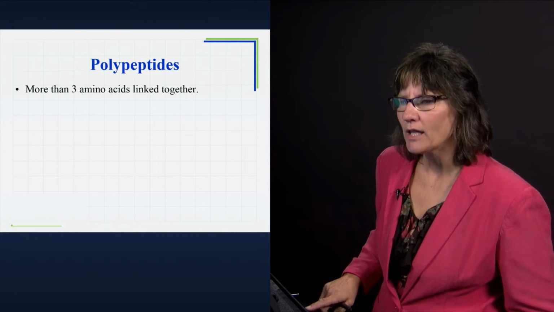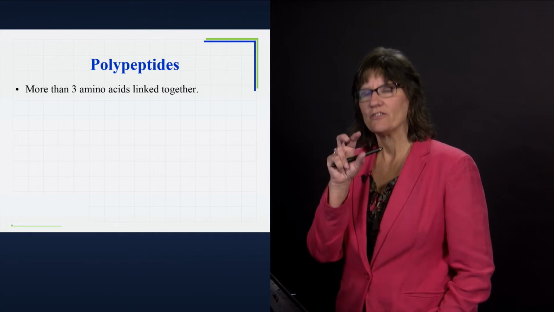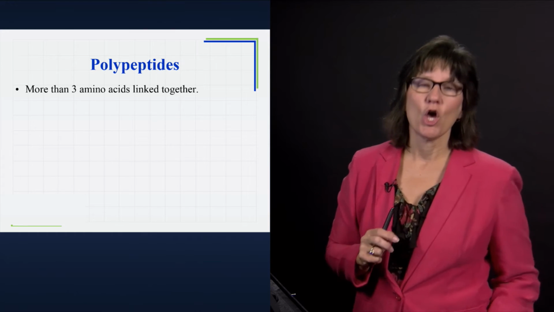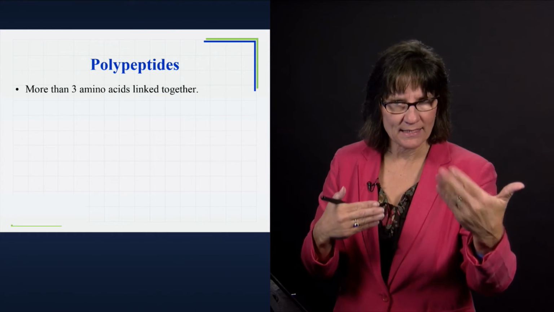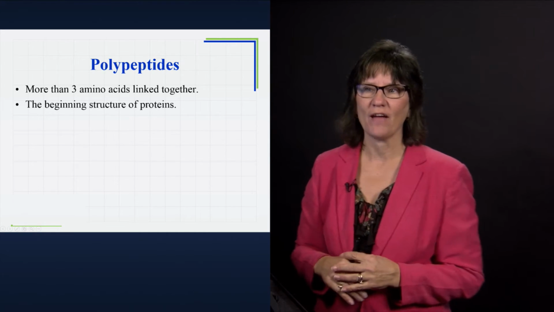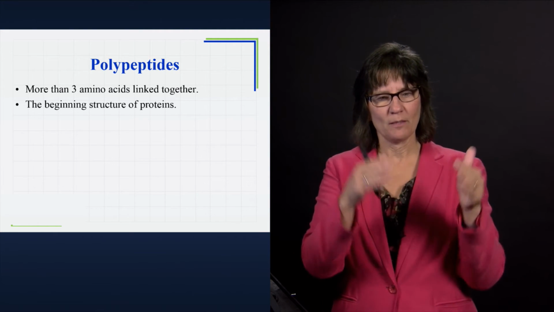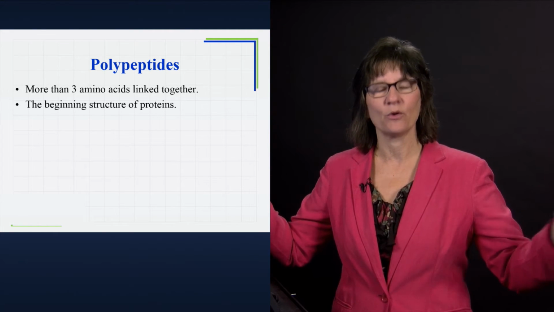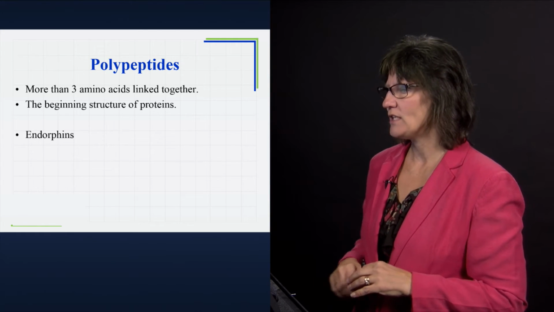The term polypeptide is when you have more than two. So a single amino acid is an amino acid. Two amino acids hooked together with this condensation reaction is a dipeptide. Once you have more than two, then you've got yourself a polypeptide. Polypeptide structure, when you've linked more and more of these amino acids together, is the beginning, not the end, the beginning of your protein structure.